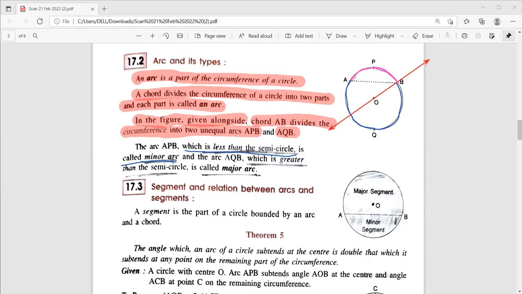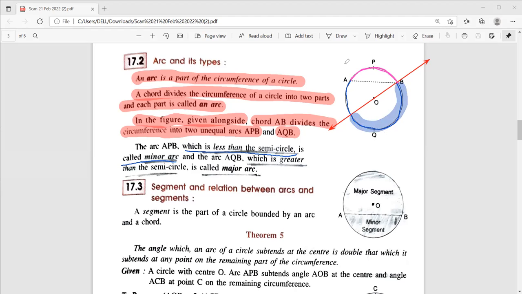But look at the arc AQB. What do you notice for AQB? AQB is greater than the semicircle. You can check the semicircle. The semicircle is from here to here only. I'm sorry. The semicircle is from here to here. It's only from here to here.